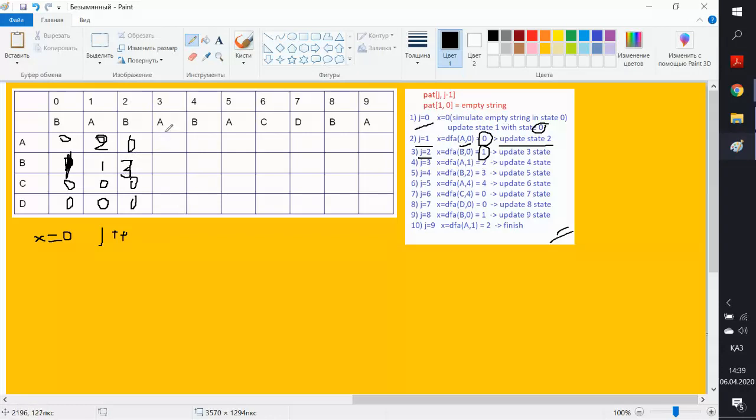Go further then. We have now j over 3. J over 3 is a, and the old value of x is now 1. Then DFA of a over 1, a over 1 is 2. Then we have to insert to the third state the values of the second state. The second state's value is 0. Oh, sorry.